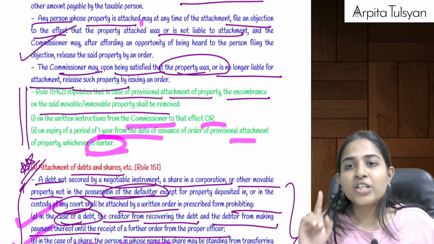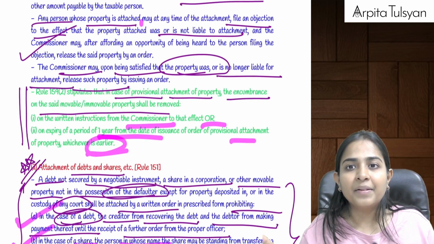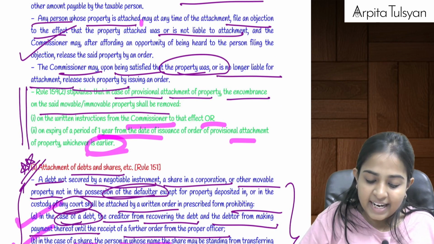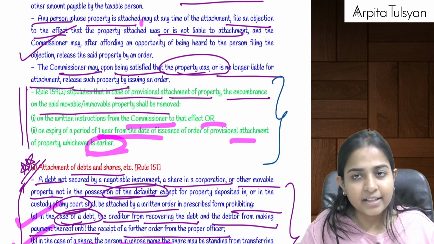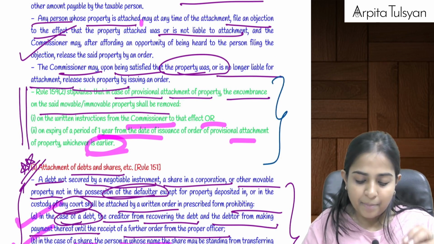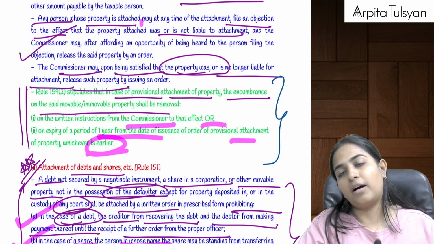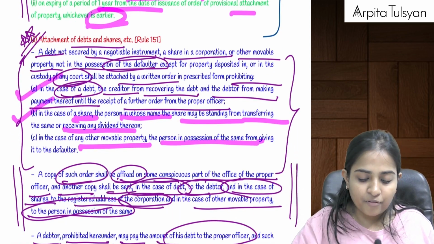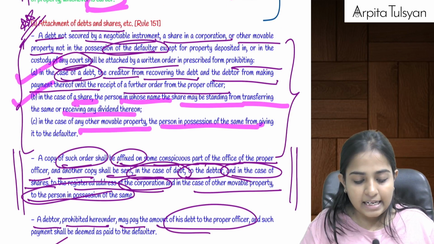Yes. So provisional attachment, when does it get vacated? Provisional attachment will get vacated either after 1 year, or whenever the commissioner passes an order for vacating the attachment, whichever is earlier. The provisional attachment will totally get nullified, zero.